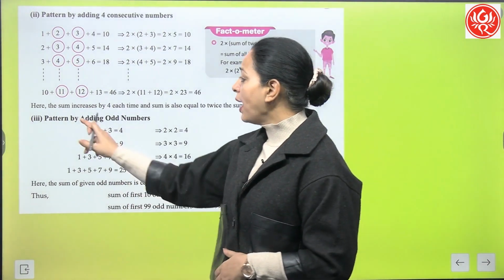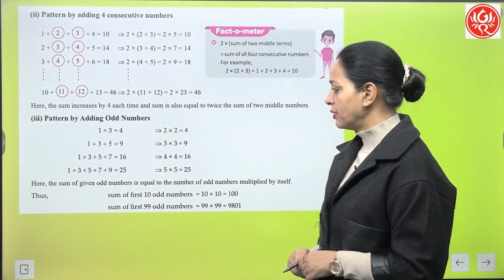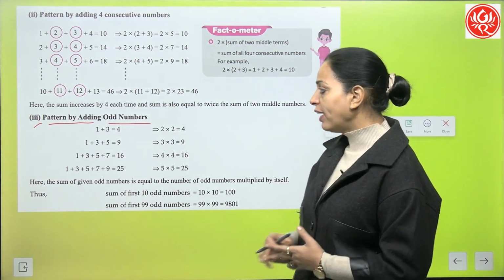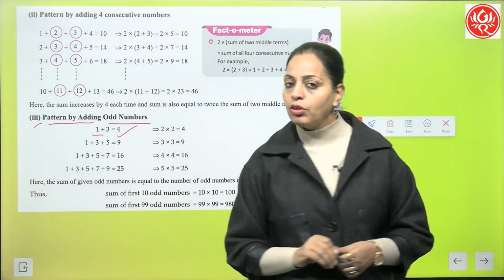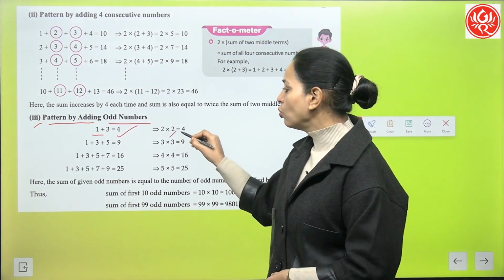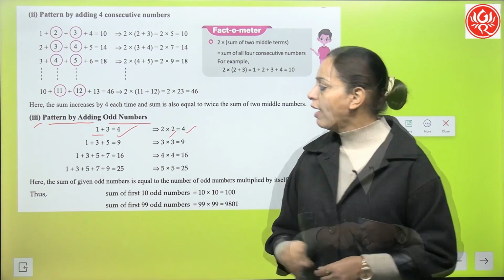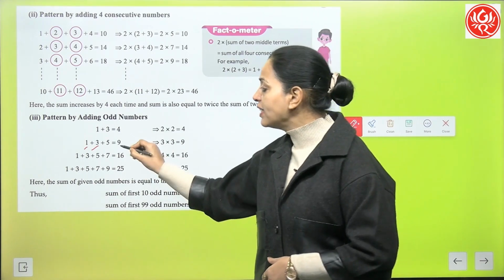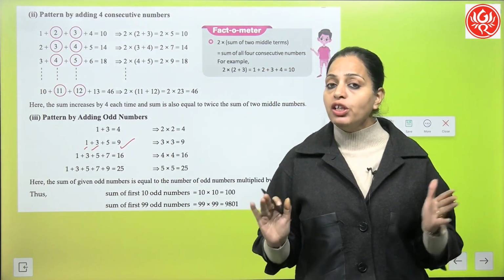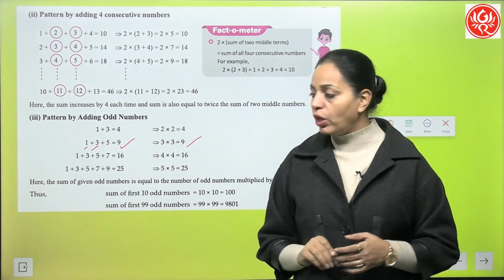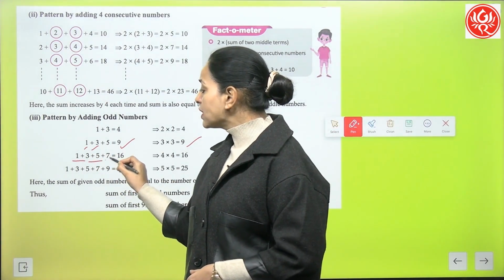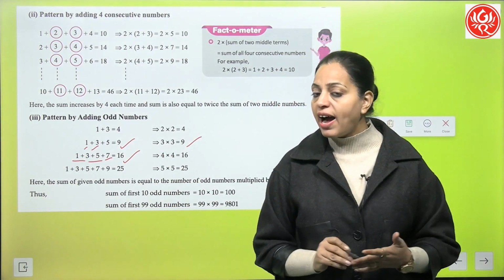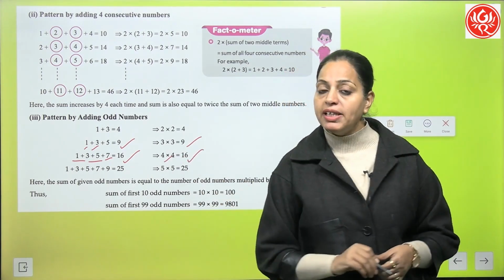The third one, pattern by adding odd numbers. What are we doing now? Let's add odd numbers and see. What are we getting? So 1 plus 3, that is 4, and 4 is 2 into 2. Okay, now we are adding 1, 3 and 5. 1 plus 3 plus 5 is equal to 9, means 3 into 3, that is 9. Now 1 plus 3 plus 5 plus 7, that is equal to 16. That is 4 into 4, means 16.